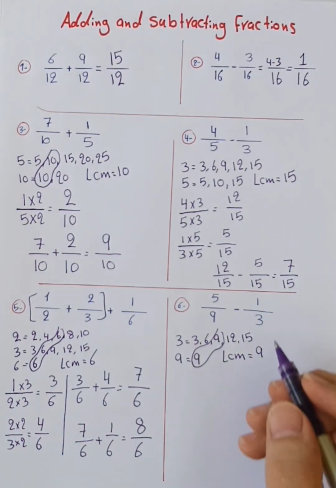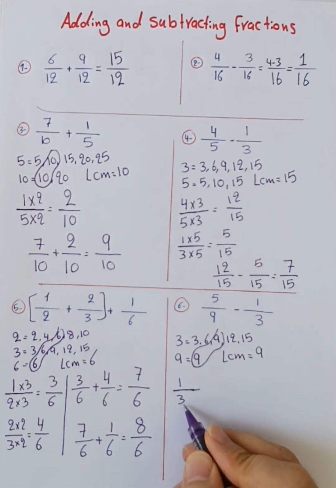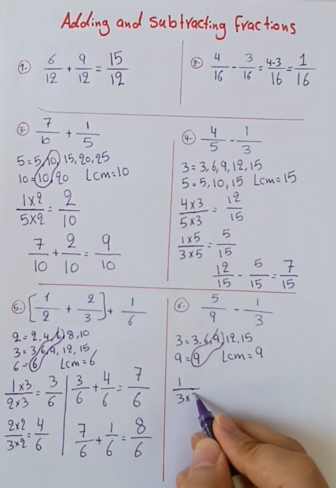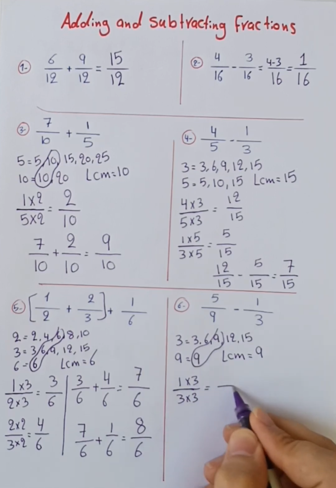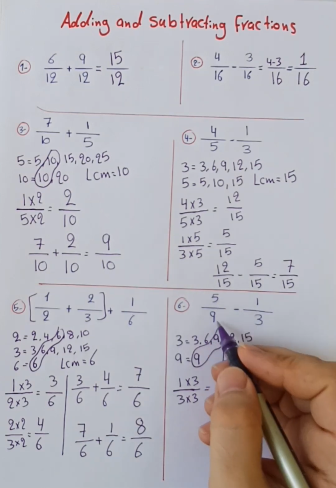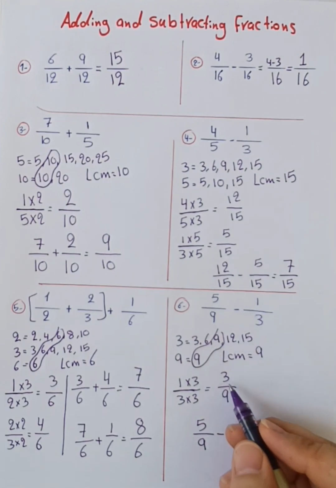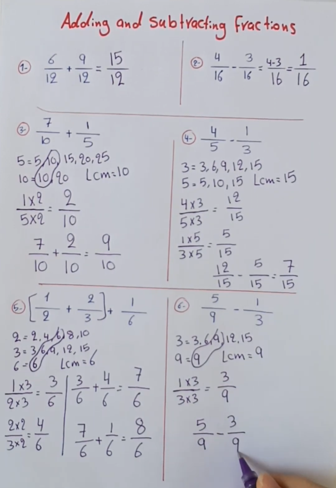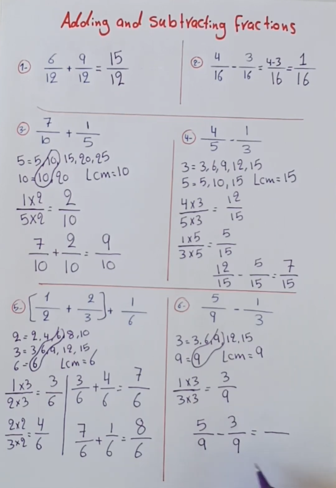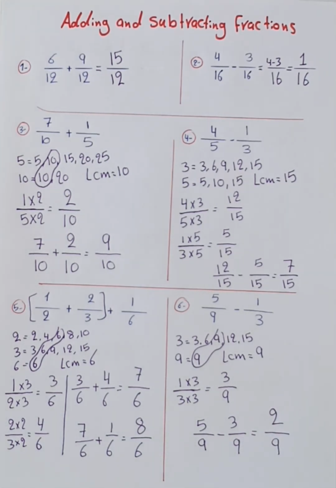And then we have to change only 1 out of 3. 3 multiplied by which number equals 9? By 3. 1 times 3 is 3. 3 times 3 is 9. So we have 5 out of 9 minus 1 out of 3, which is 3 out of 9. We write the denominator 9 and then 5 minus 3 is 2. So the difference is 2 out of 9.